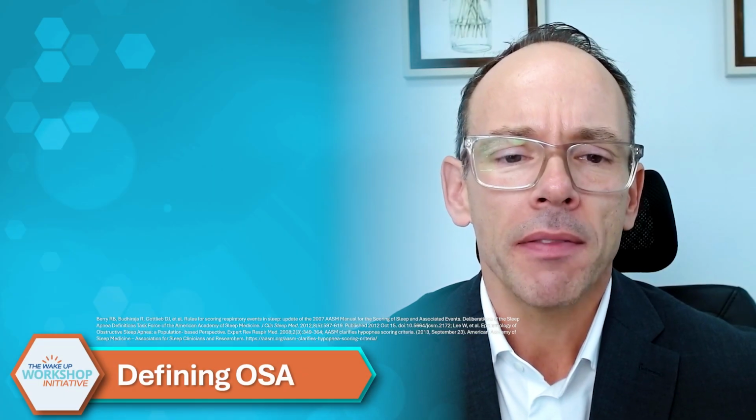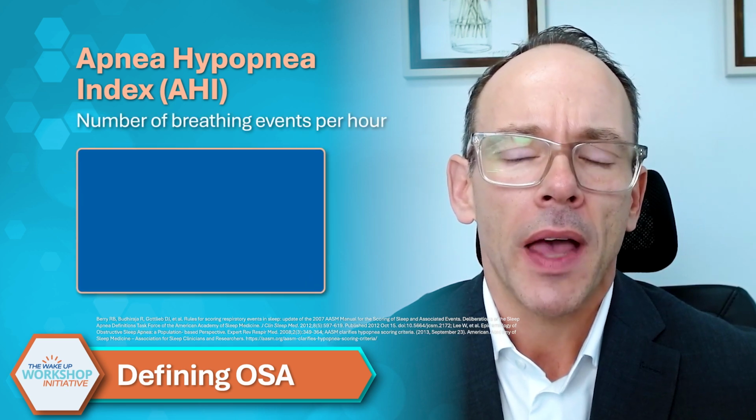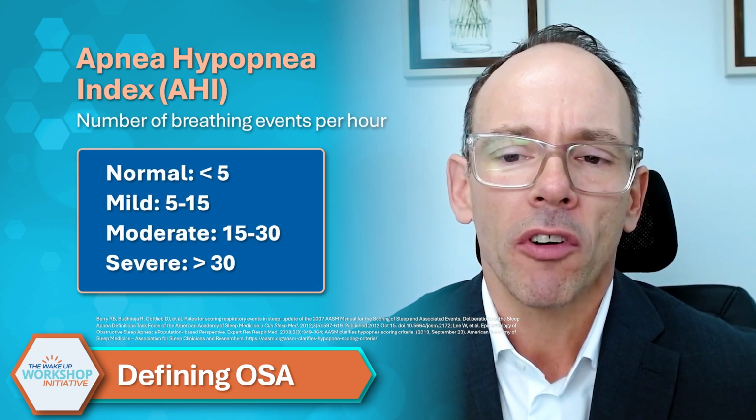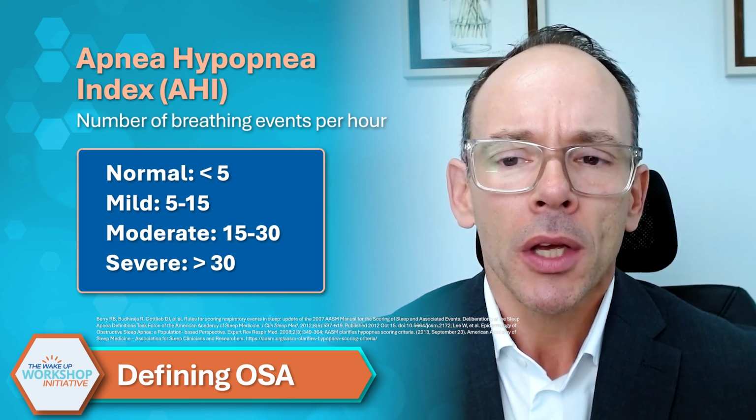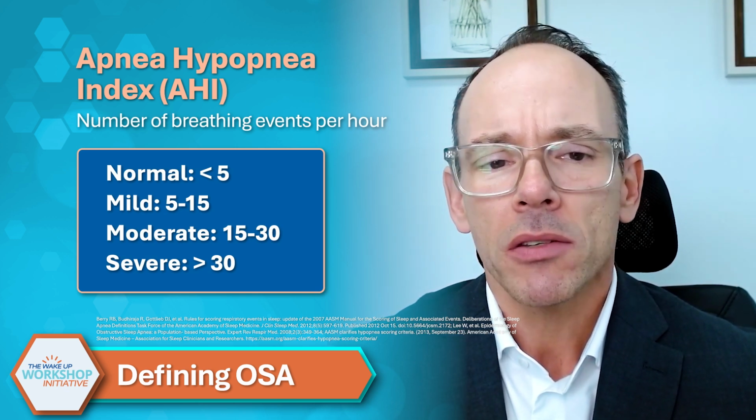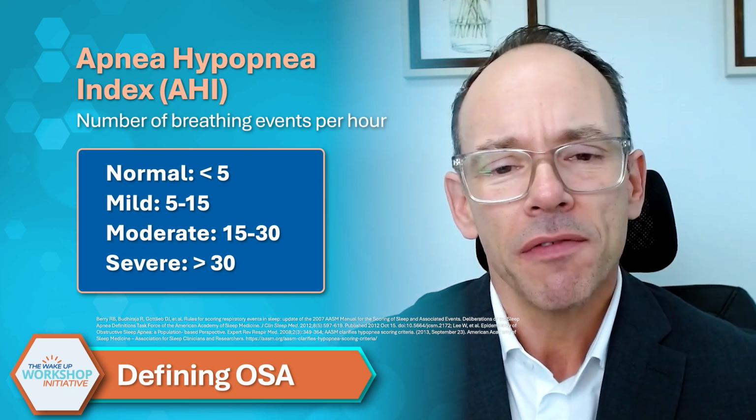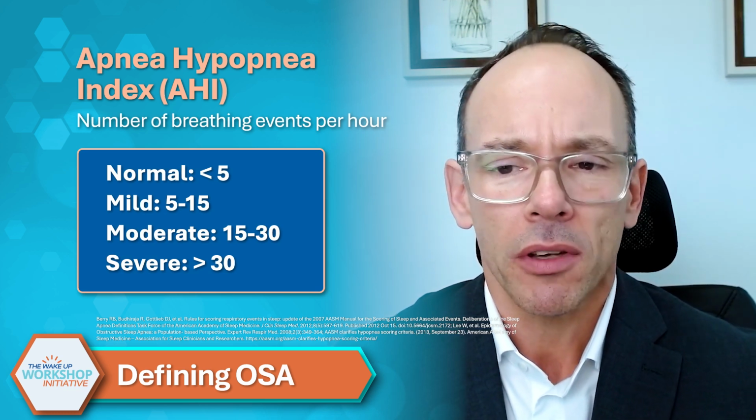So the most prevalent significant sleep disorder is obstructive sleep apnea. And it affects a large percentage of the US population, but there's about 1 billion people in the world today who have obstructive sleep apnea. We define that using a metric called the Apnea-Hypopnea Index. And that is the number of breathing events per hour. So we take the sum of the apneas that are observed plus the hypopneas that are observed and divide that by the number of hours of sleep time.